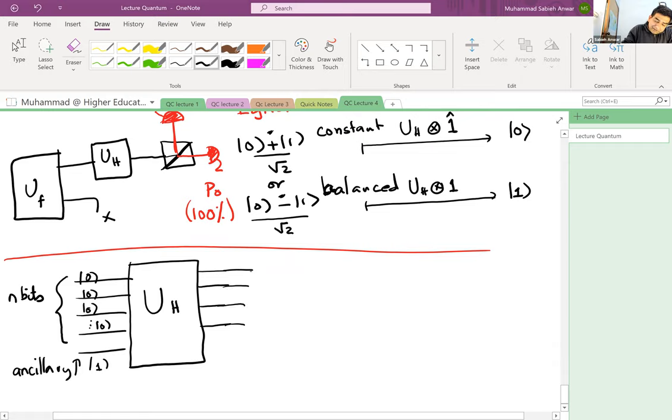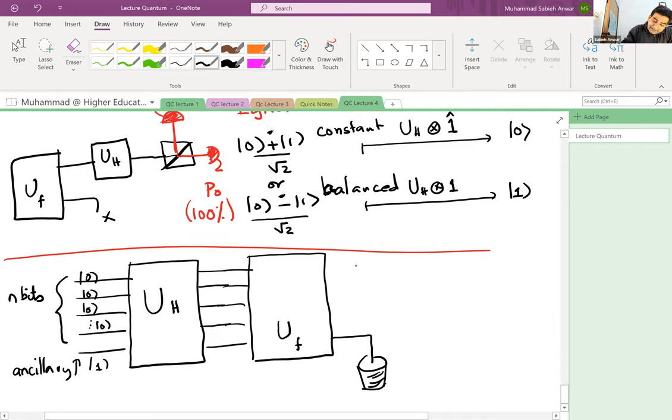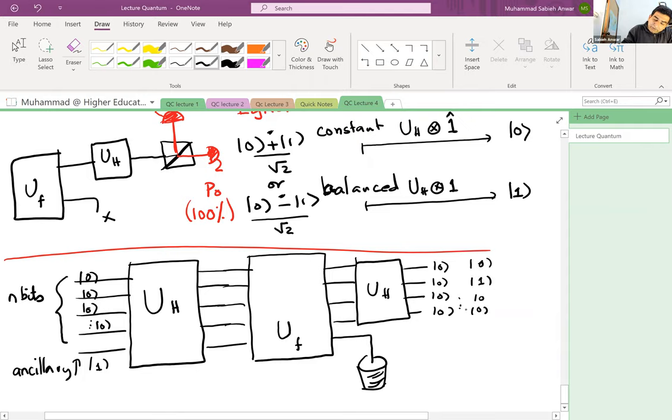Then I do a function evaluation of the similar kind that I've mentioned. Then I throw away the ancillary qubit because this was just an assistive device. And then I do a Hadamard gate on all the remaining qubits. If all of them turn out to be in the state zero, my function is going to be constant. And if any one of them turns out in state one, in fact, half of them will turn out in state one, then my output is going to be balanced. And I can do this in one shot, in just one experiment. I just need a large number of qubits.